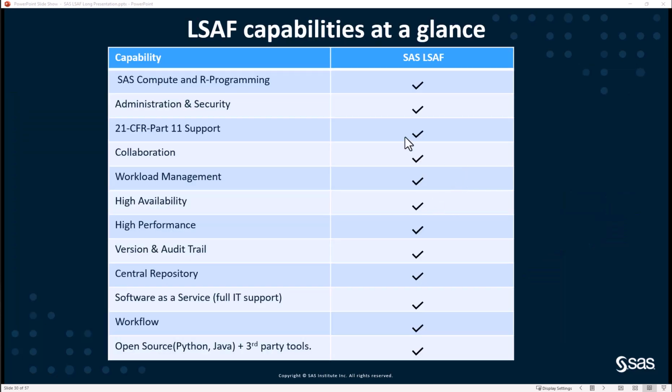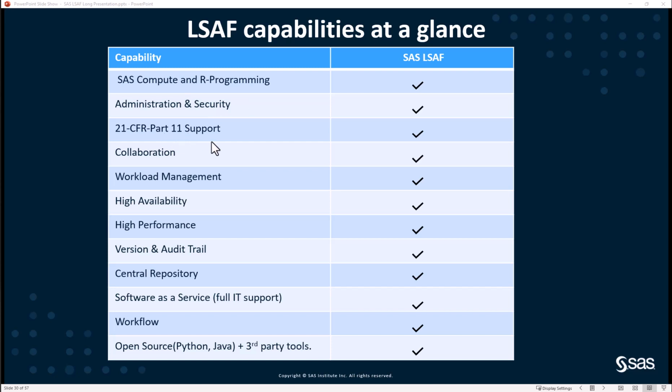So just a quick capabilities at a glance. I'm going to show you how you can do SAS programming and R programming interactively inside the platform. You need your user ID and password to access the browser. Plus, you need permissions on the folder to use an artifact that's stored in a folder. So you need both for administration and security purposes.